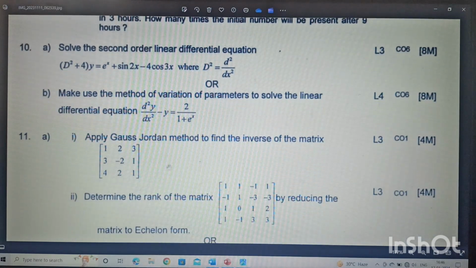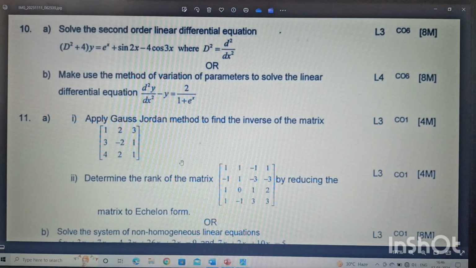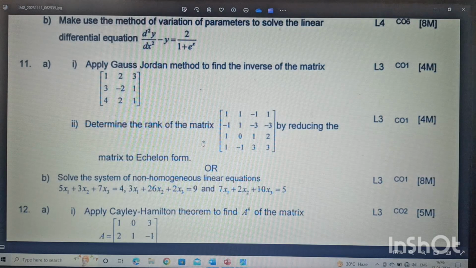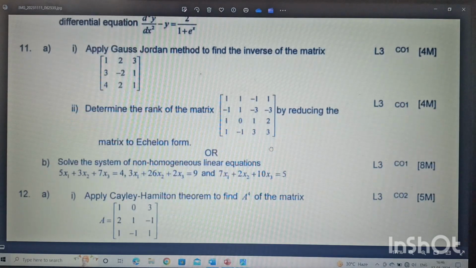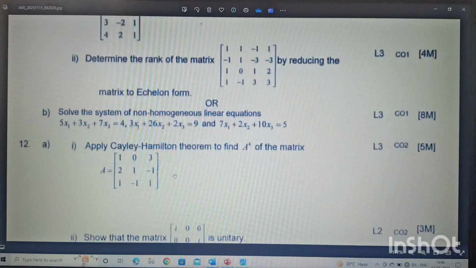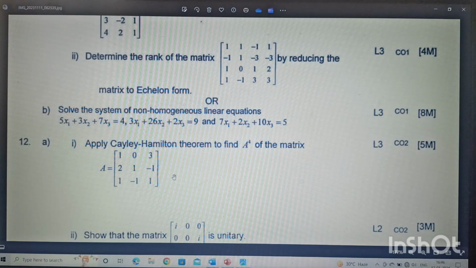The 11th question is given from unit 1. Apply the Gauss-Jordan method to find the inverse of the matrix. The second one: find the rank of the matrix by using echelon form. Okay? In this one, the choice given is: solve the system of non-homogeneous linear equations. Okay, and the 12th question is from unit 2.